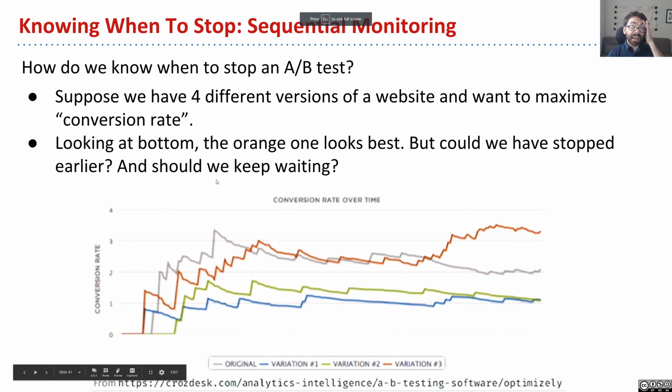So he basically says, how do we know when to stop an A/B test? Here we're actually doing 4 different things at once, not 2. But we want to know which version of the website is best for maximizing conversion rate. This is from a commercial tool that I've never used. You can read about it here. But looking at this, if we look at the end of the experiment, the orange one seems to have clearly the best conversion rate. So some questions that pop up that are very natural, kind of like if you've ever done stock trading, are: could we have stopped earlier? Was there some better place to get out and stop the experiment earlier?